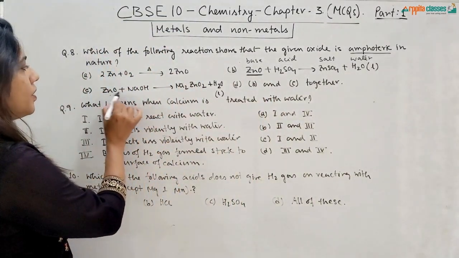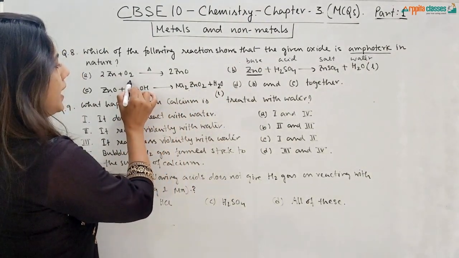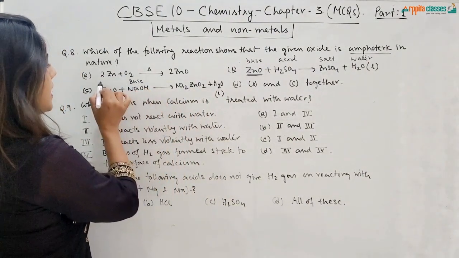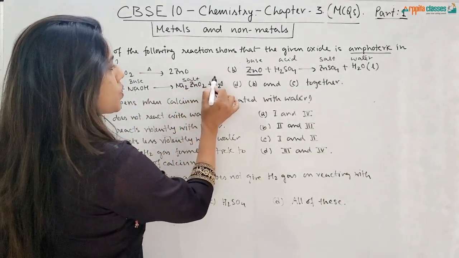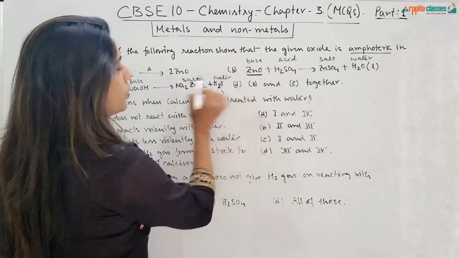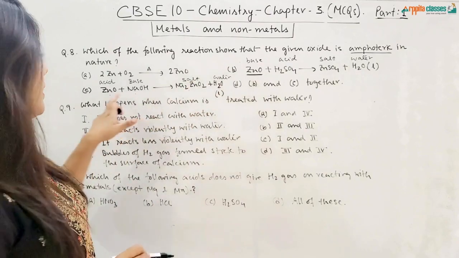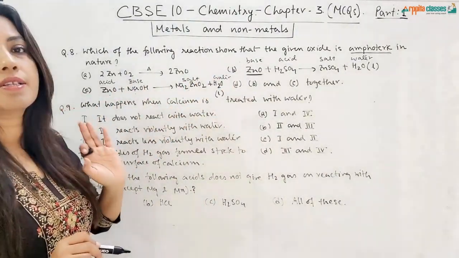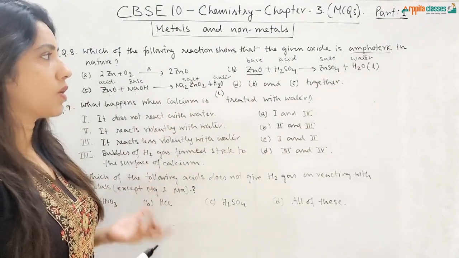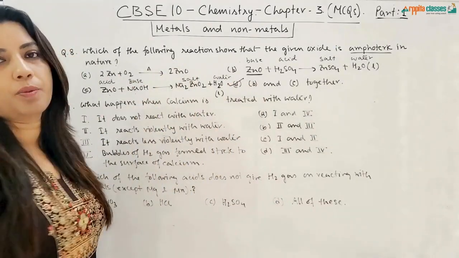Next reaction is ZnO plus NaOH gives Na2ZnO2 plus H2O. In this reaction, we know NaOH is a base, and ZnO reacts as an acid, and that is why they are giving salt and water again. So in these two reactions, here ZnO acts as a base and here ZnO acts as an acid. These two reactions together show that ZnO is an amphoteric oxide. So option D, B and C together, will be the right option.